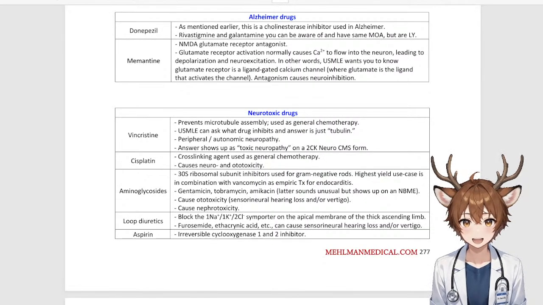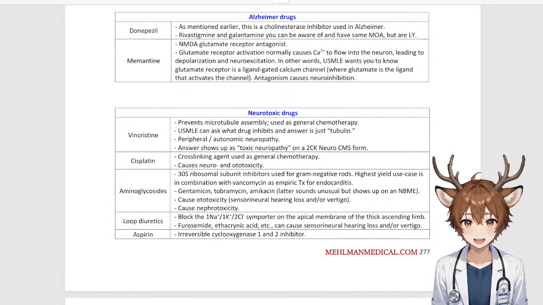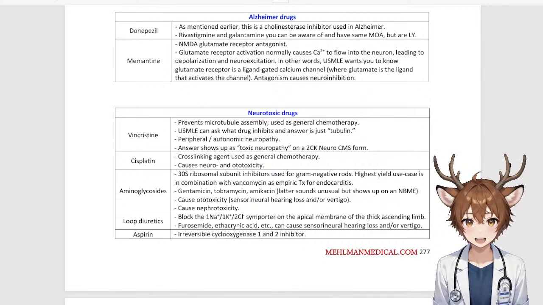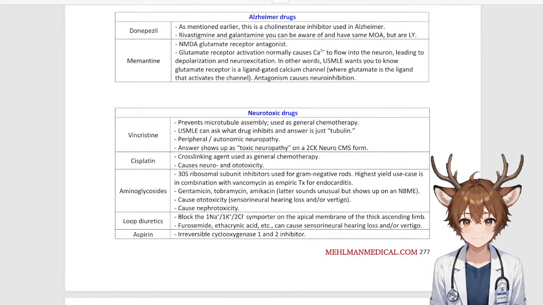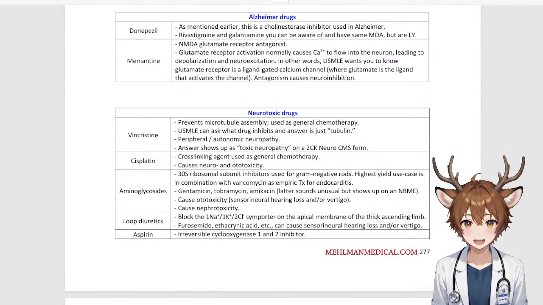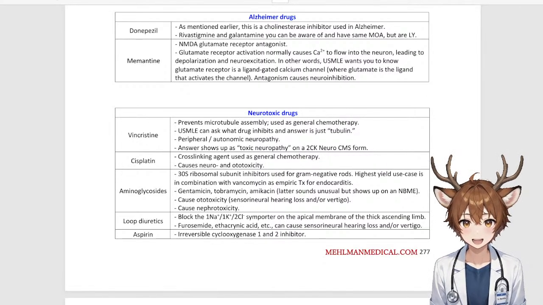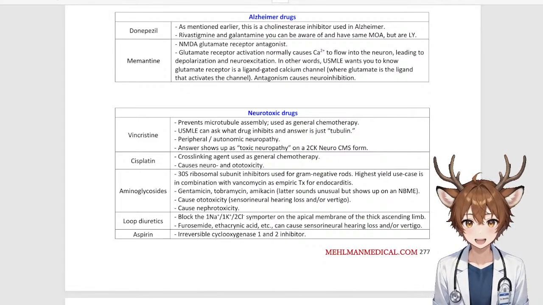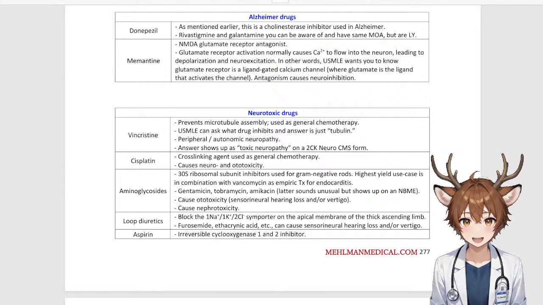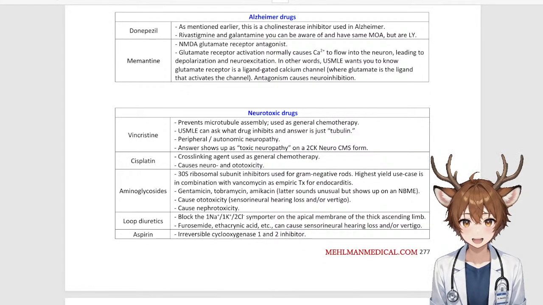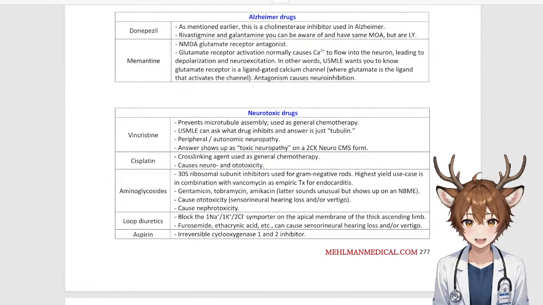Alzheimer drugs: donepezil, as mentioned earlier, is a cholinesterase inhibitor used in Alzheimer's disease. Rivastigmine and galantamine you can be aware of and have some MOA but are low yield. Memantine is an NMDA glutamate receptor antagonist. Glutamate receptor activation normally causes calcium to flow into the neuron, leading to depolarization and neuroexcitation. In other words, USMLE wants you to know that the glutamate receptor is a ligand-gated calcium channel, where glutamate is the ligand that activates the channel. Antagonism causes neuroinhibition.